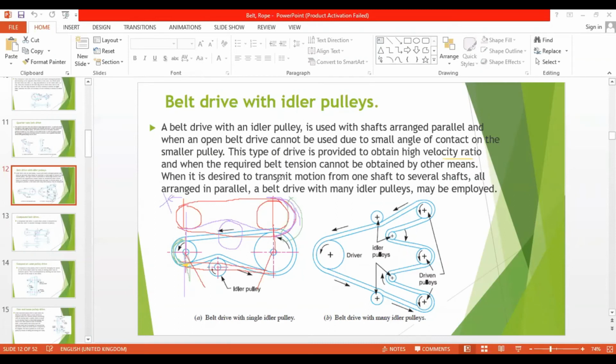When it is desired to transmit motion from one shaft to several shafts, all arranged in parallel, a belt drive with many idlers may be employed. This statement is about this diagram. I'll come to that; we'll finish with this first.